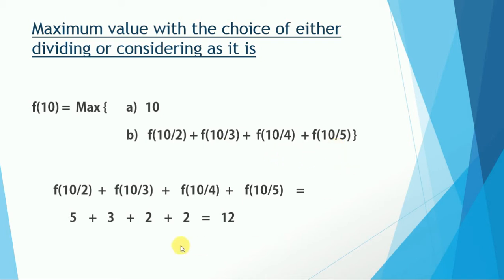So the result is going to be 5 plus 3 plus 2 plus 2, which is 12, which is obviously greater than 10. Hence, the maximum sum is going to come out as 12. Note that we are ignoring the remainder and only considering the quotient.